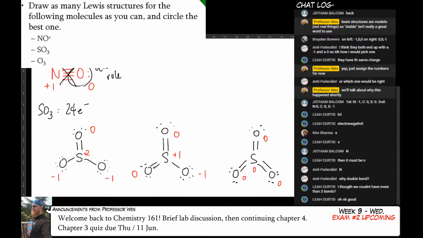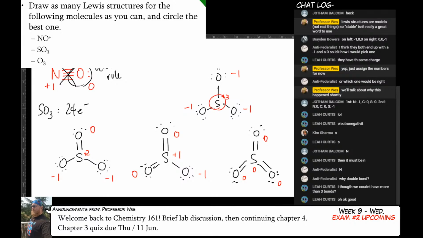All right. Down here I have SO3, sulfur trioxide. I drew 3 of them. I could draw one without a double bond at all, I guess. I could put that up here. So if I just do this. All the numbers in red are formal charges.